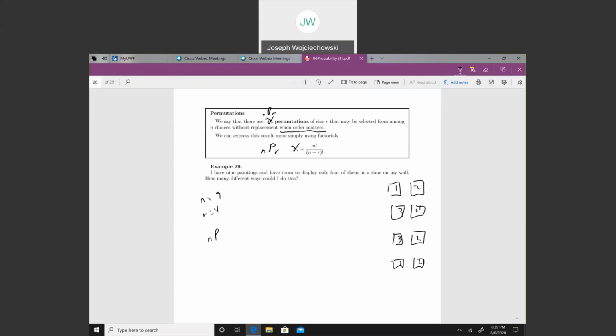Looking at nPr is equal to n factorial over n minus r factorial. So we have 9, and we're choosing 4. So we have 9 factorial over 9 minus 4 factorial, which is 9 factorial over 5 factorial. Now, you may have a calculator that will calculate factorials for you. If you don't, this can be done like this. 9 times 8 times 7 times 6 times 5 factorial all over 5 factorial. And what happens, this 5 factorial and this 5 factorial can be divided out, and then we have 9 times 8 times 7 times 6, which gives us 3,024.